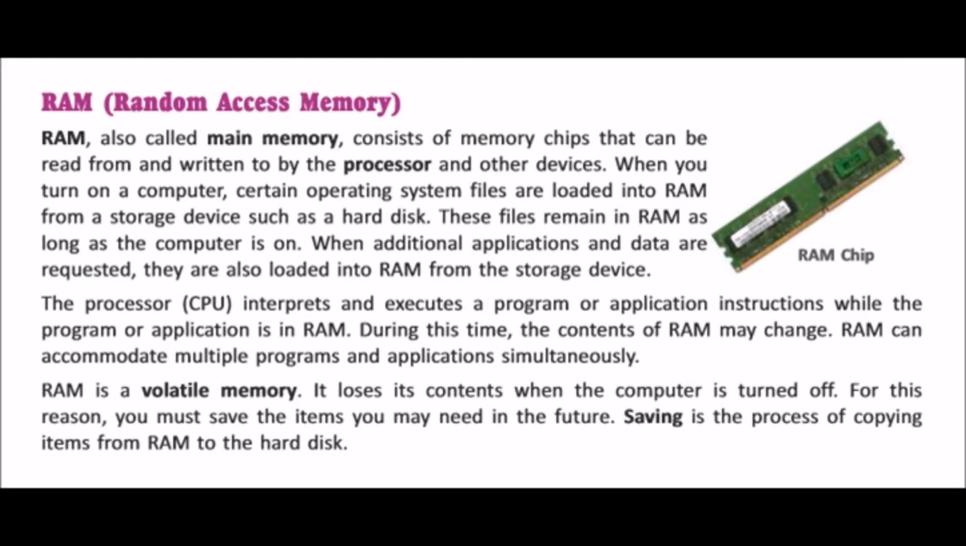Now let's discuss RAM, that is random access memory. It consists of memory chips. When we turn on the computer, certain operating system files are loaded in the RAM from hard disk. These files remain in RAM as long as the computer works. After that, these files are deleted. Processor can read the data and edit it also. When we save our data, it means we are copying files from RAM to hard disk.